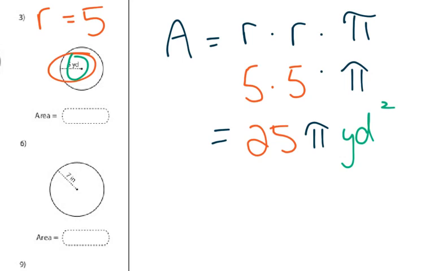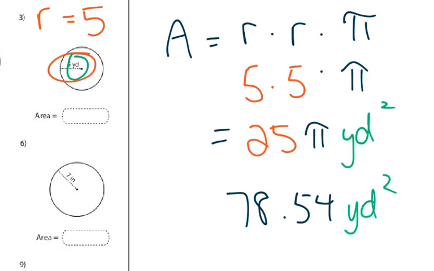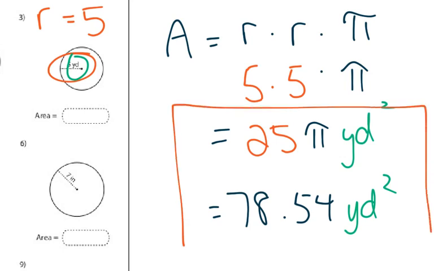If I hit 25 pi and hit the toggle button or hit enter, it tells me that it's 78.54 square yards. Both of those answers are exactly the same answer. So I want you to do the rest of the page, and then I want you to raise your hand and let me look at them. Make sure you show all of your work, and make sure you show both answers.